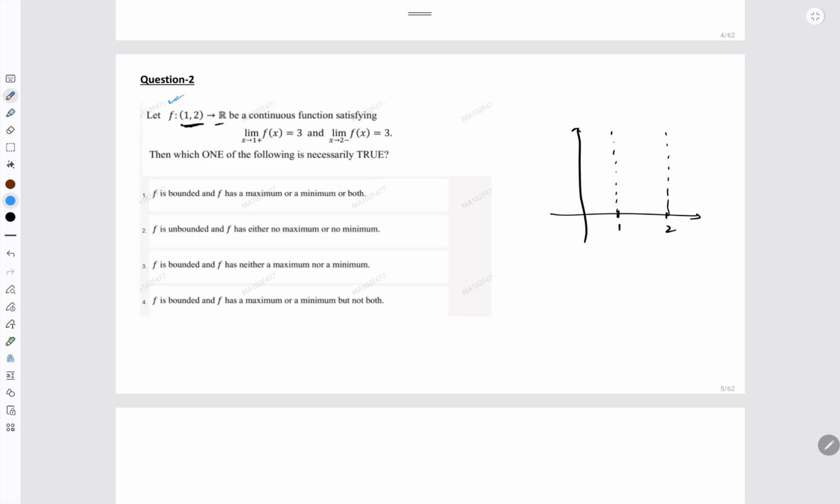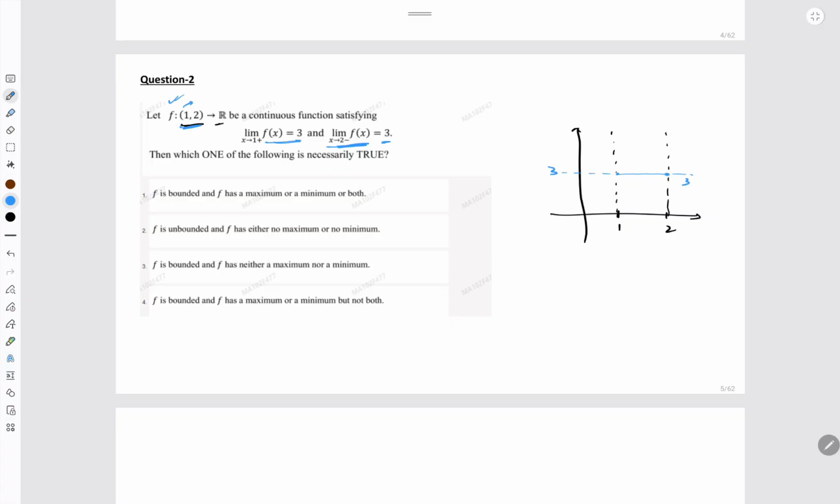Now there are two values given. So f of x when x tends to 1 plus, that means the point where the function starts here, because it cannot start exactly at 1 because it is open 1 to 2. So it will start just after 1, the next real number after 1. You can just imagine that it is just touching this line, very close to this line. So f of x is 3. Let's say this value is 3. So you have to start your function at 3 and you have to finish your function at 3.